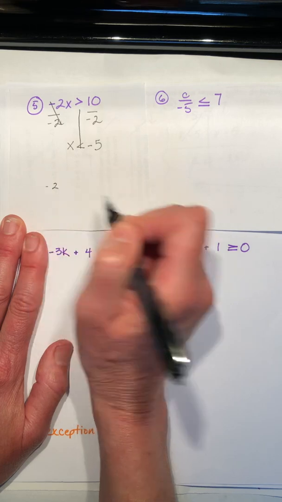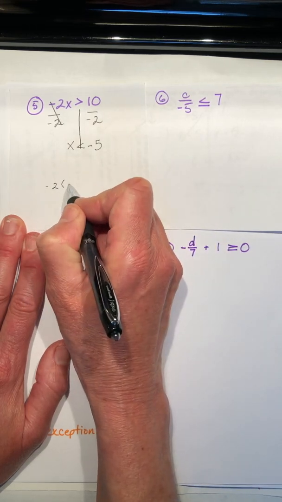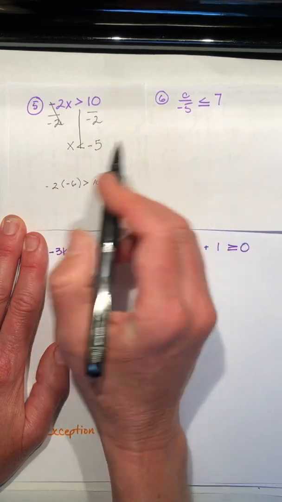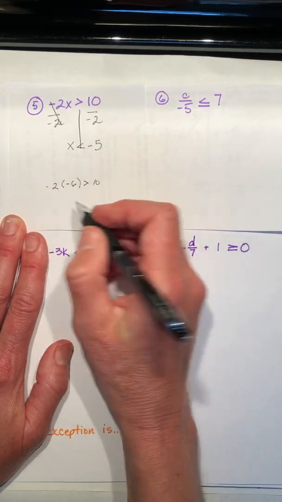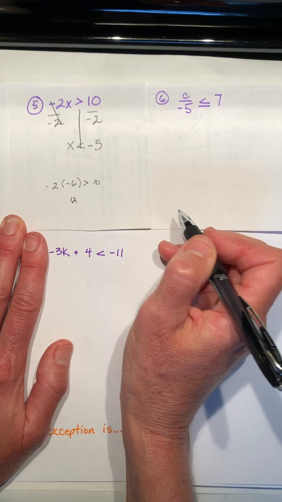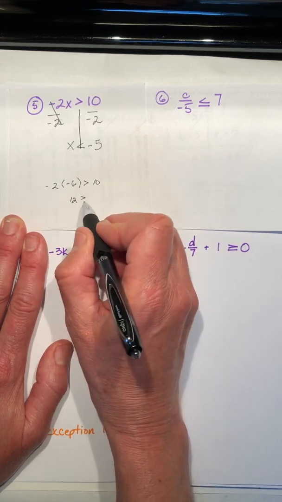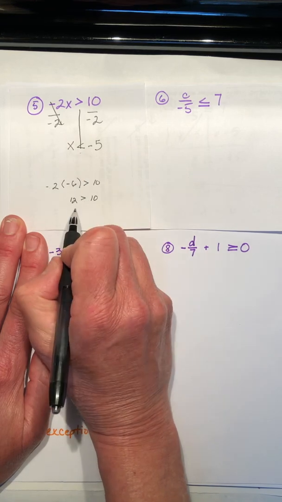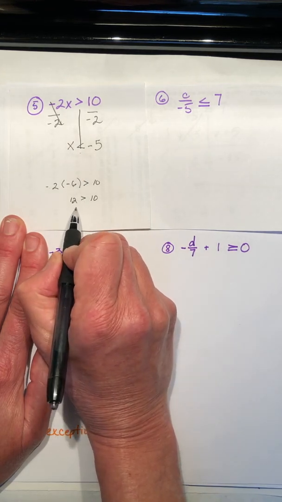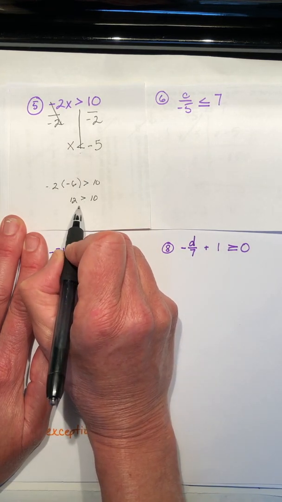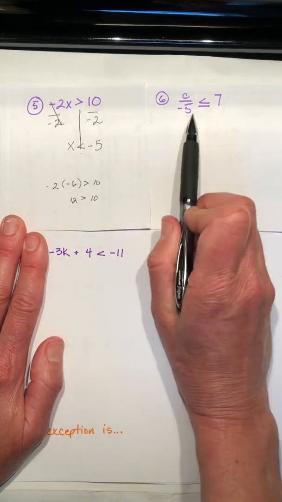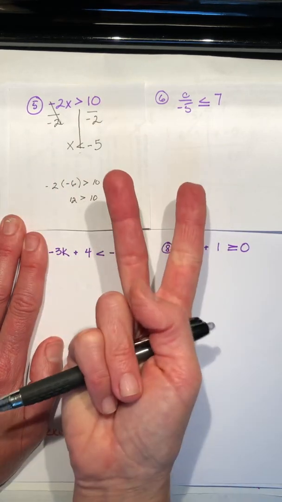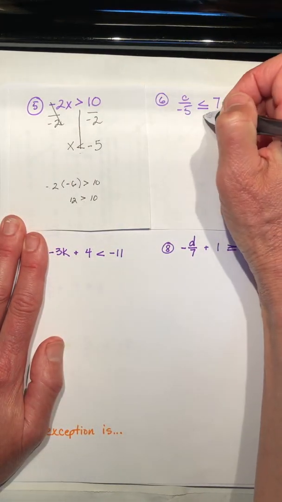So I would say -2 times -6 is greater than 10. A negative times a negative is a positive. And a positive 12 is greater than 10. If I hadn't switched that, it would have come up with 12 is less than 10, and we know that's not true. So when I divide, or here when I multiply by a negative number, you have to just flip the direction of that inequality symbol.